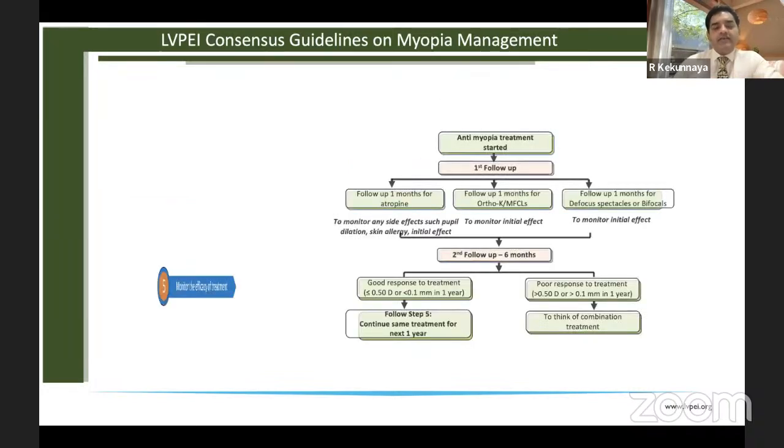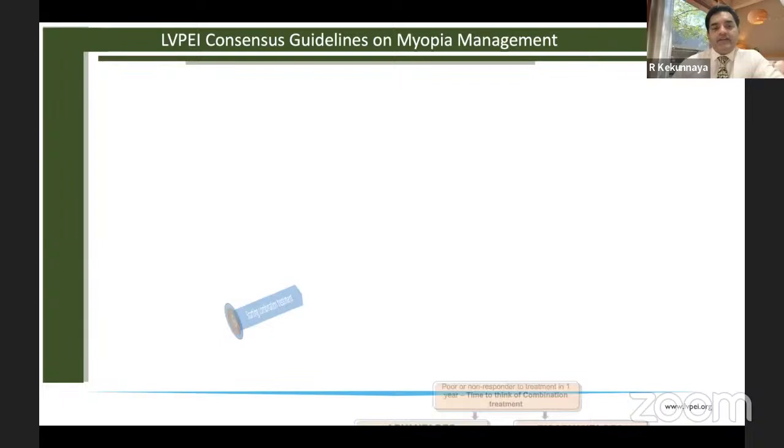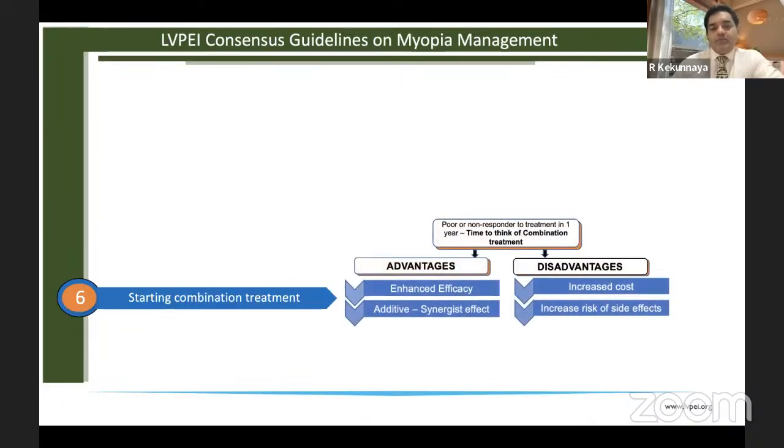Out of the 7, the 5th point is to monitor the efficacy of your treatment, either atropine or defocus spectacles or bifocals. You have to see what is a good response and what is a poor response, and then look at what is to be continued. And it's not a 6 months course. You might have to continue it for 3 years, 4 years, sometimes even 5 years or 6 years. And the 6th point is you might have to think about combination, if one of them is giving a poor response.